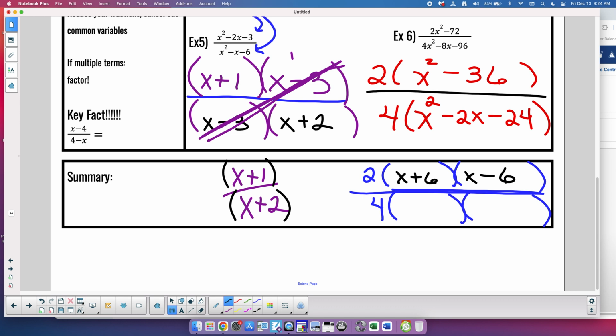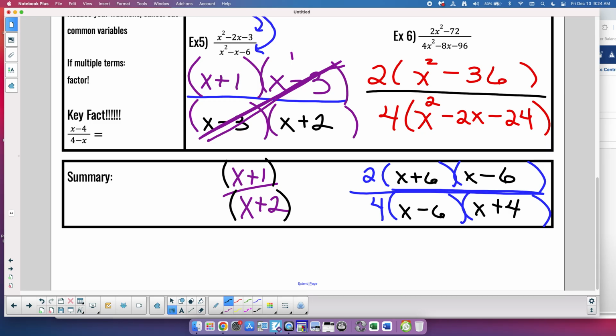Give me 2 numbers that multiply to negative 24 but add up to negative 2. They are x minus 6, x plus 4. Okay, hang on. Is this times this negative 24? Yes. Is this plus this negative 2? Yes. We got it, guys. We're ready to go. The 2 and the 4 are called monomials. You can touch them.